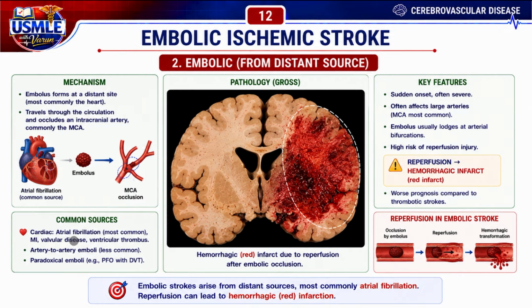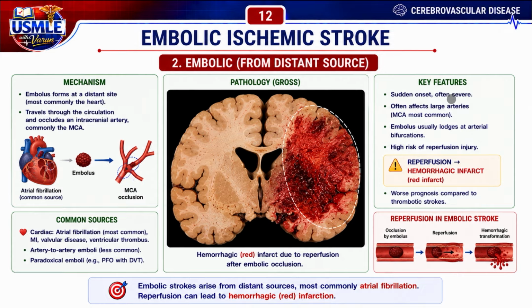The common sources include cardiac causes, mostly seen with atrial fibrillation, which is the most common cause. Atrial fibrillation is something that has to come to your mind whenever you suspect embolic ischemic stroke. Others include MI, valvular disease, and ventricular thrombus. Artery to artery emboli are also possible, but usually less common, and also paroxysmal emboli, where in cases of patent foramen ovale with deep vein thrombosis, we can usually see paroxysmal emboli developing.